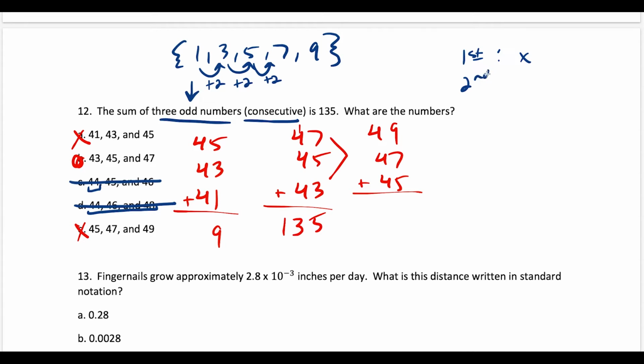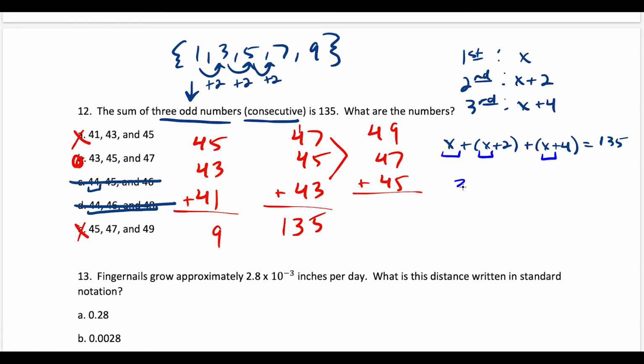And now the second number would be x plus 2, because once again, the pattern is odd numbers occur every 2 whole numbers. And then the third number, if I did plus 2, x plus 2 would give us x plus 4. So if you add these 3 up, x plus x plus 2 plus x plus 4, this would be equal to 135. And now we could just do the algebra. x plus x plus x is 3x. And then we have 2 plus 4 is 6, equals 135.